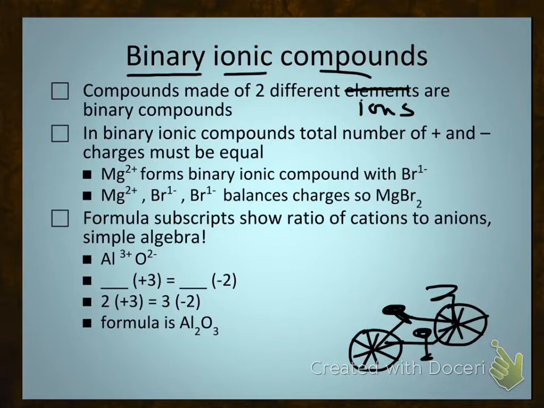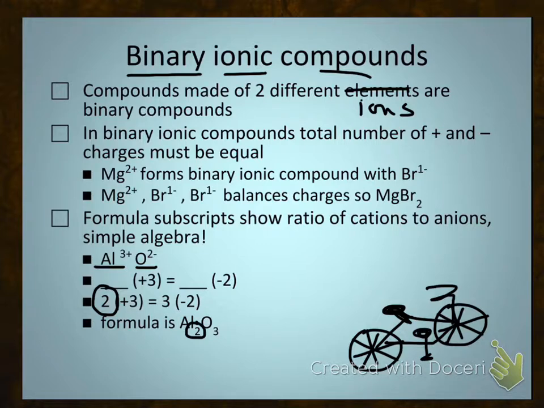Let's practice with aluminum oxide. So we know from our reference sheet and our periodic table that aluminum tends to form a 3+ ion and oxygen tends to form a 2- ion. Well, some number of aluminums times the positive 3 would be equal to some number of oxygens times the negative 2. Well, we know that 2 times 3 equals 3 times 2. And the subscripts come from there.